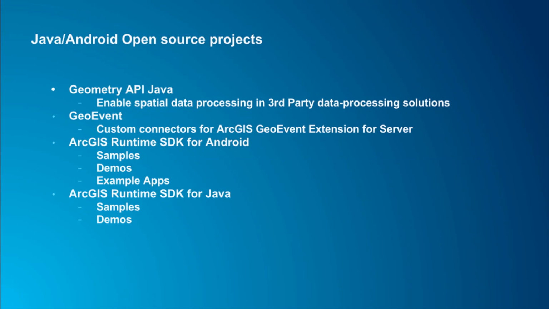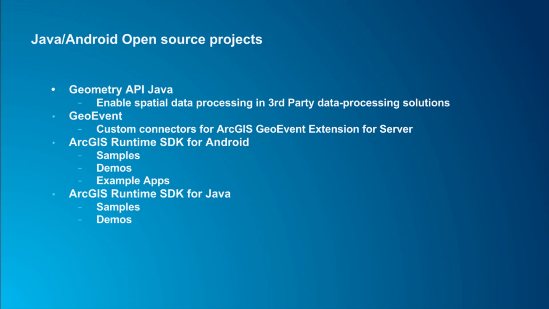Next, I want to talk a little bit about where we are with open source and some of the Java projects that are out there. We do have a geometry API that's outside of the runtime. And it was created mostly to support big data analytics and some open source stuff happening on the server side. But it's a pretty good bare bones geometry API that can be used as the start for any sort of GIS application. We do have custom connectors for GeoEvent Extension server. That has been open sourced. So that's really good code if you're into GeoEvent server because those extensions are available.